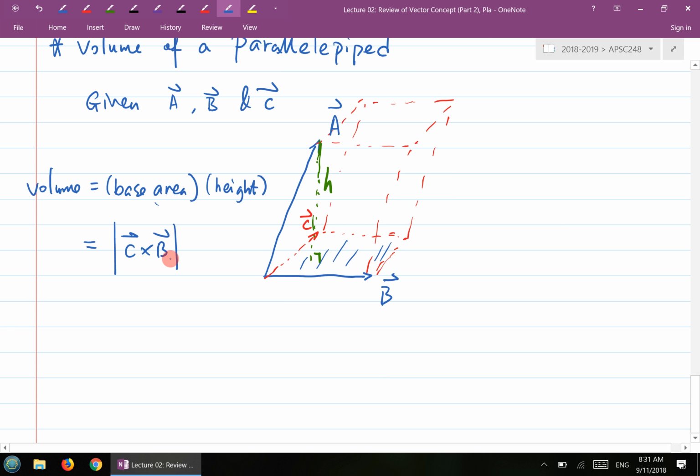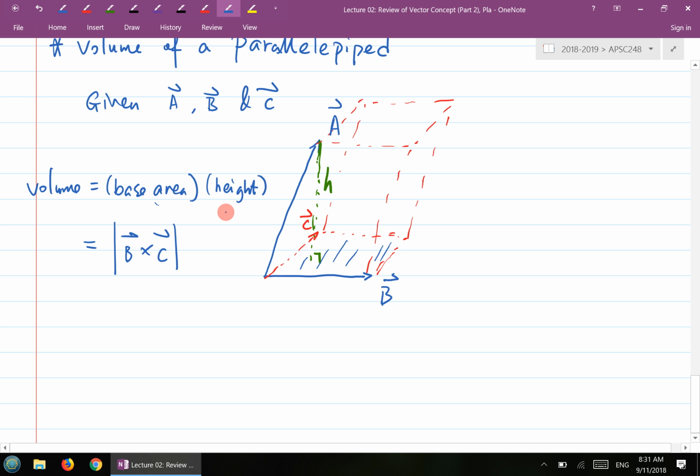As a matter of fact, I'll use B cross C here. Because of the magnitude, it doesn't matter, but of course, if you don't have the magnitude, it matters. Good. That's what we just did. That's the base area. So now let's take a look at the height here.